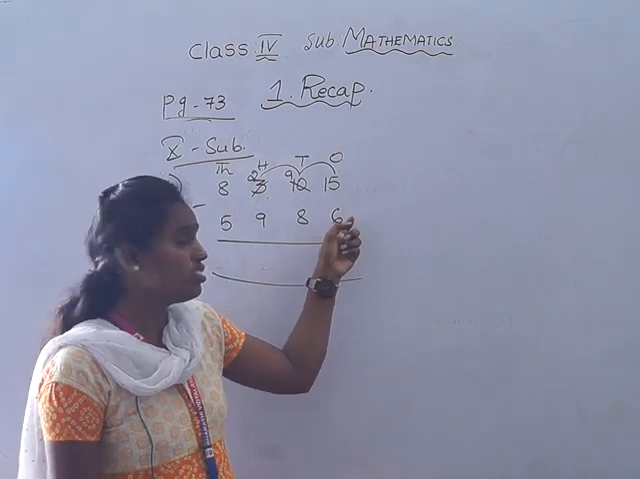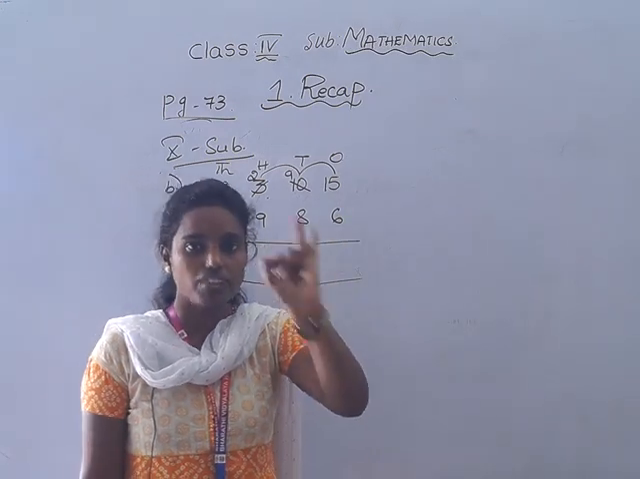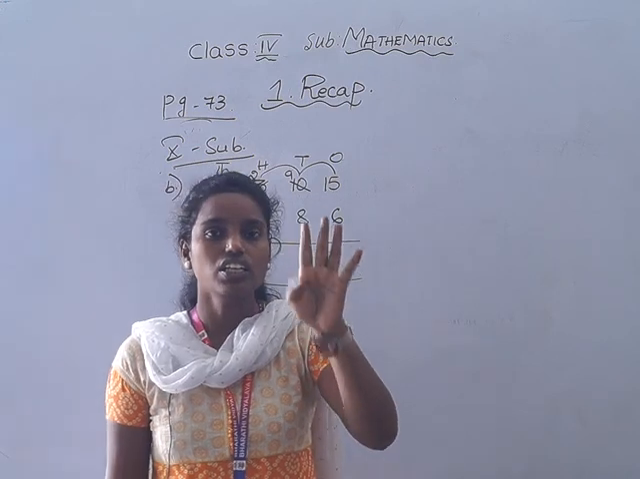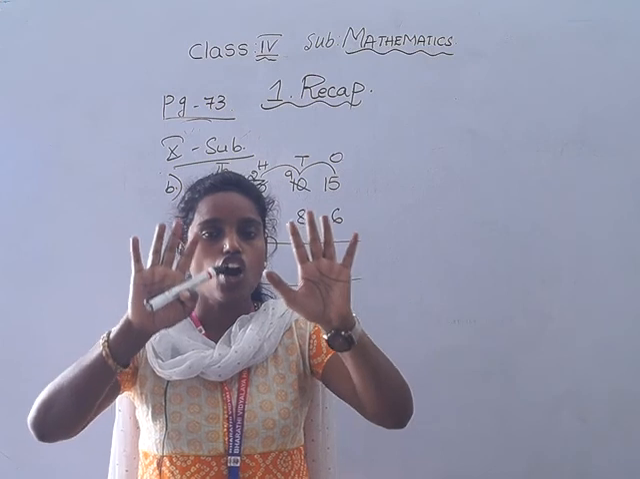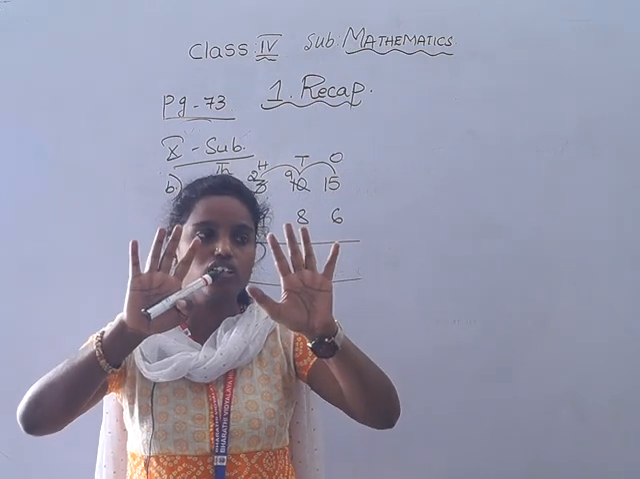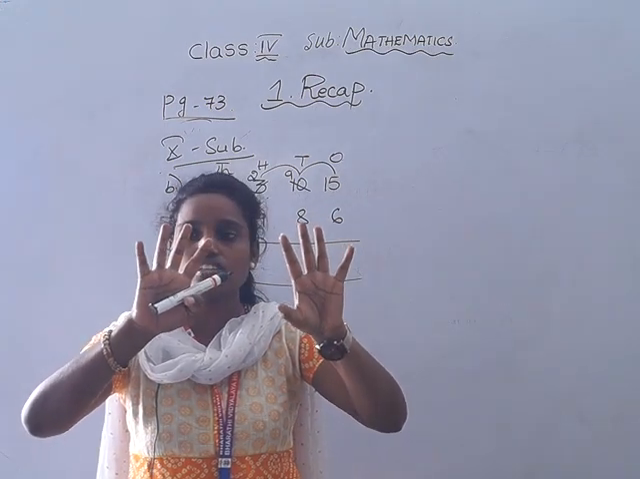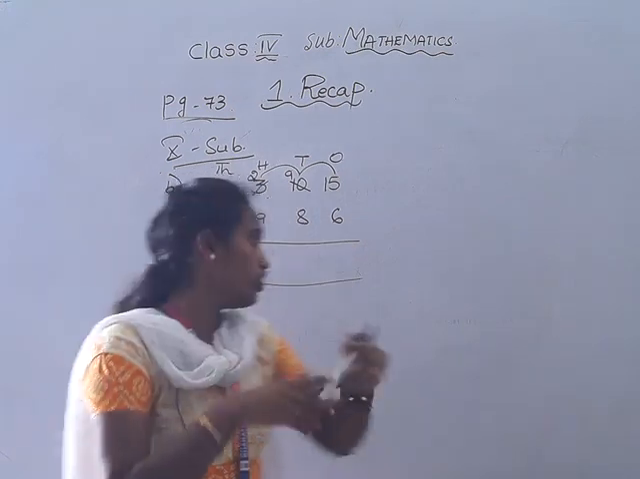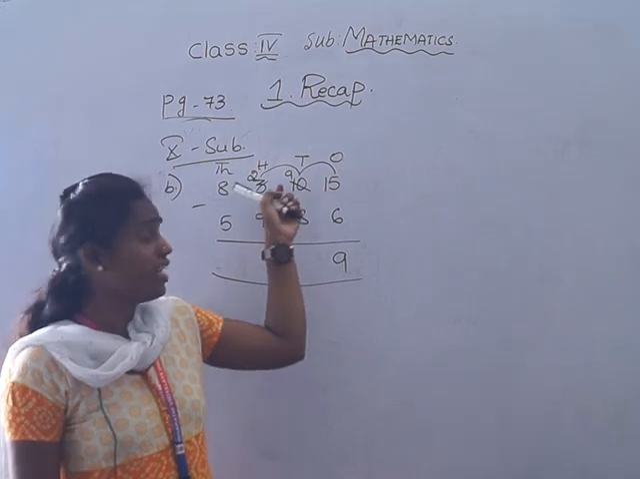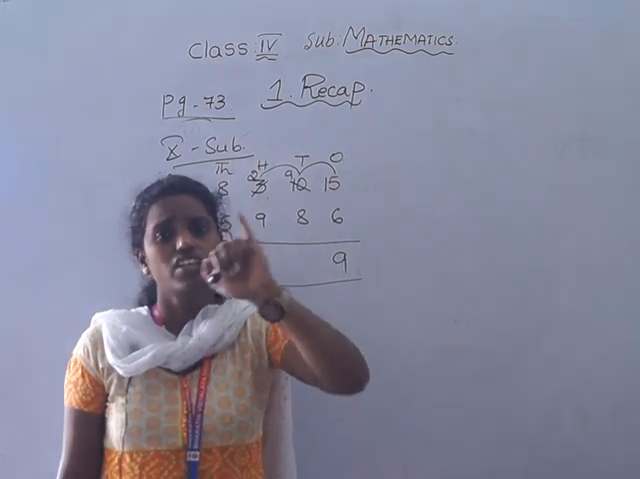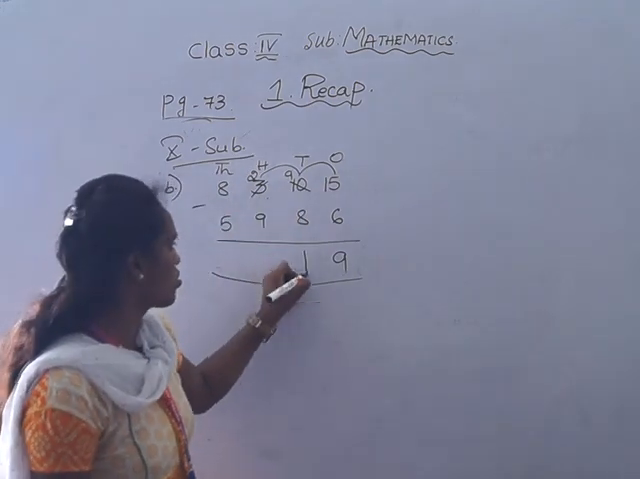6 after 7, 8, 9, 10, 11, 12, 13, 14, 15. How many fingers children? 1, 2, 3, 4, 5, 6, 7, 8, 9. So your answer is 9. Next, 9 in the mind. 8 after 9. So here answer is 1.